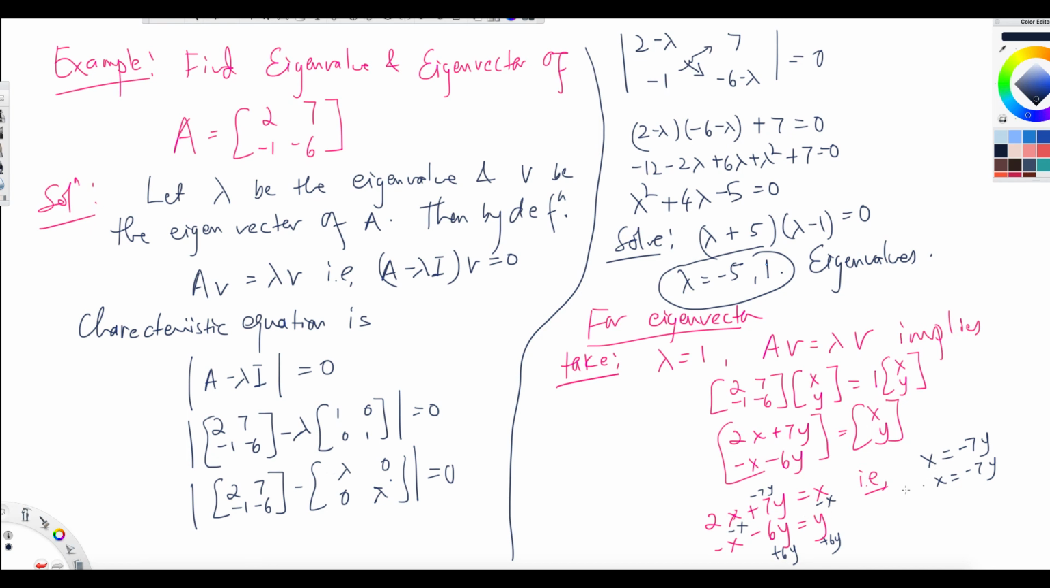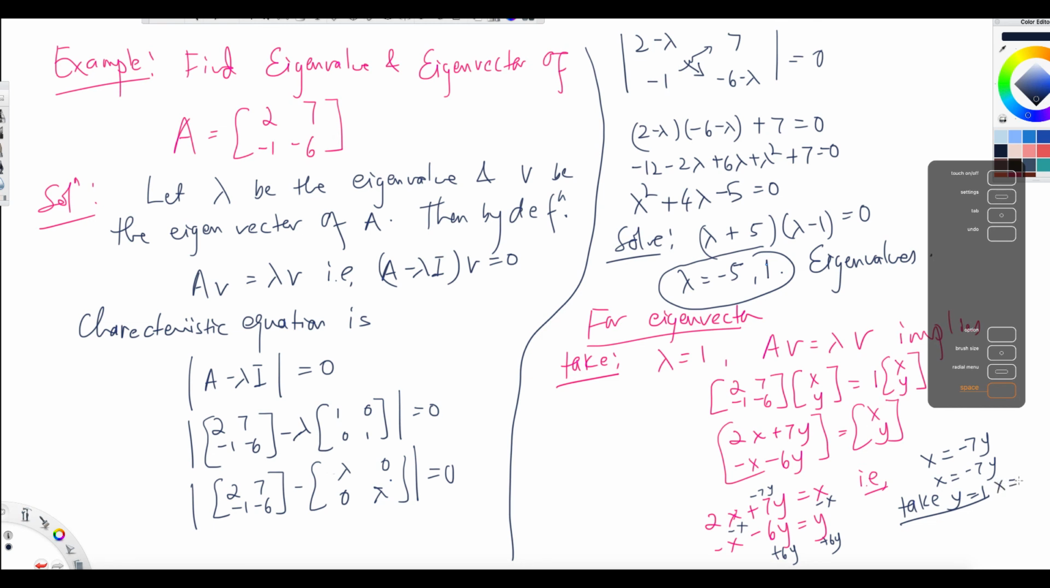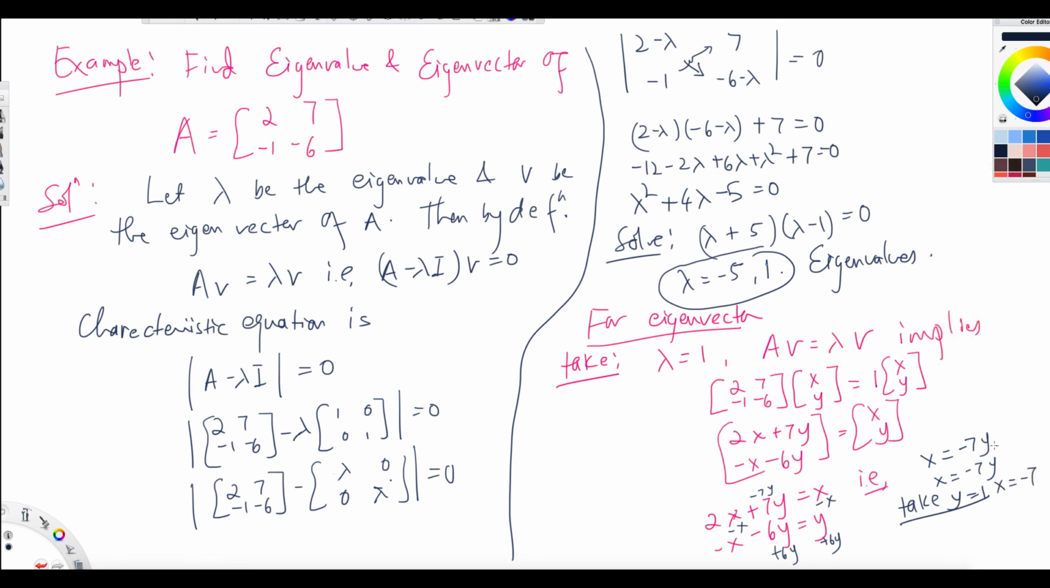Now what do you do then? You have x equals negative 7y. If you set y equals 1, x could be any number, it is okay, but usually for simplicity you take y equals 1. What do you get for x? x is negative 7. This implies that if you take y equals 1, you will get x equals negative 7.